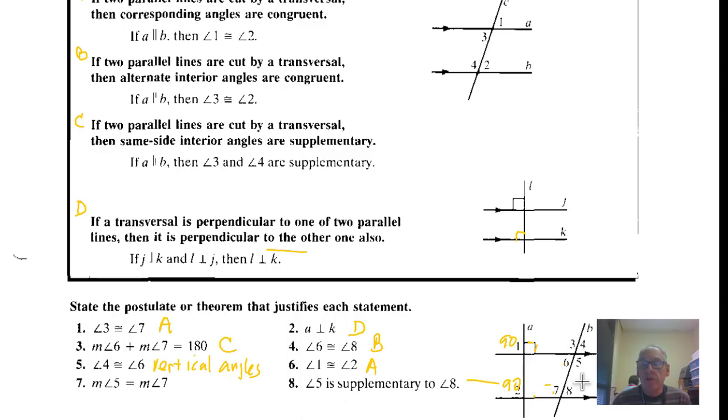Angle 5 congruent to 7, or the measure of 5 equal to 7. 5 is equal to 7 because 5 and 7 are alternate interior angles, which goes with B. And angle 5 supplementary to 8. 5 and 8 are same side interior angles, which makes them supplementary, and that goes with C. Let's move on.